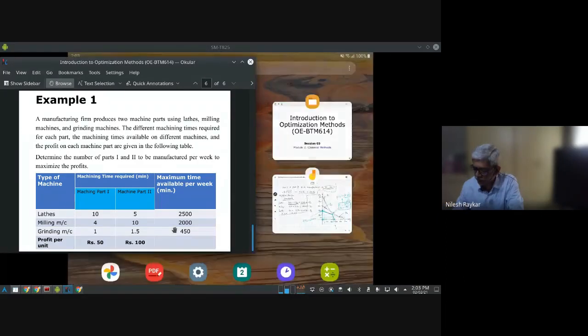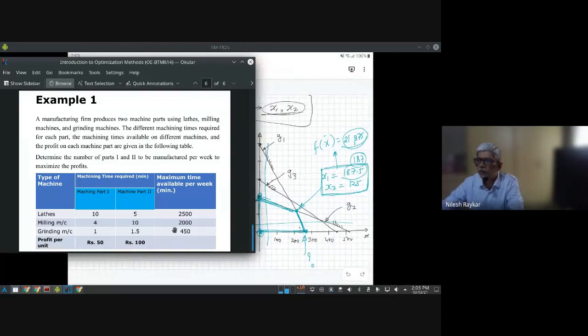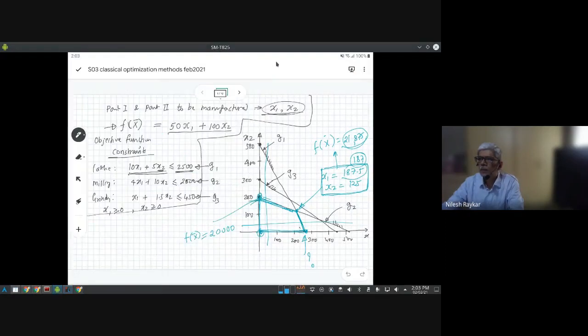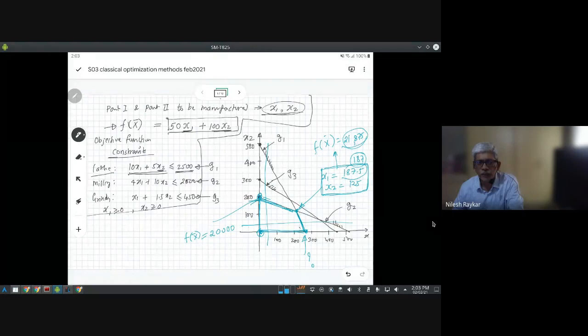So the screen what we had last time is here. We defined the objective function as shown here in terms of x1 and x2, which are the quantities to be manufactured for each of the machining parts, and then the constraints on the lathe. That is, the lathe can work per week only so many minutes, milling can work for so many minutes, and grinding can work for so many minutes. So these are the constraints G1, G2, and G3.